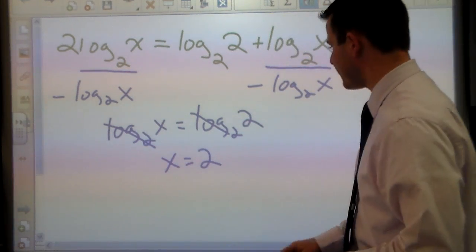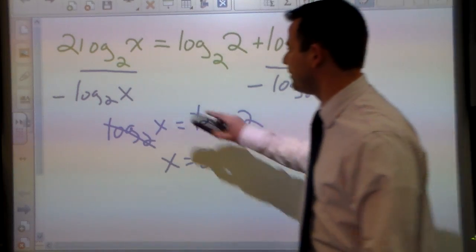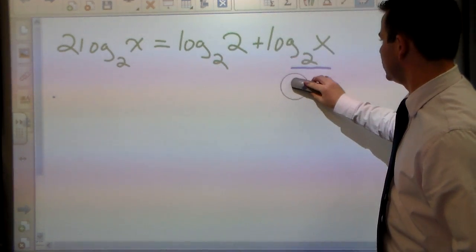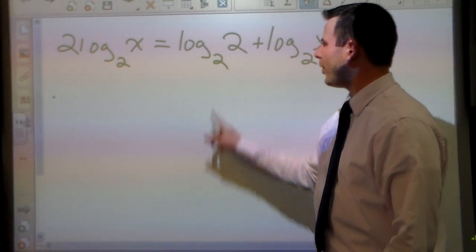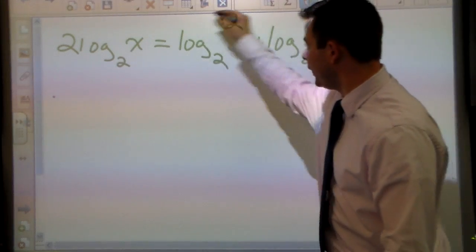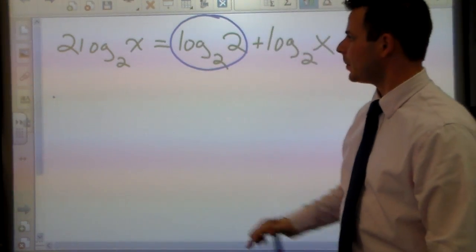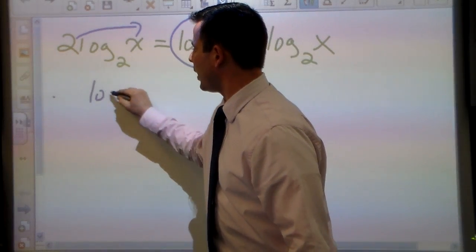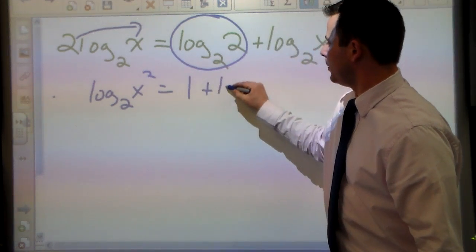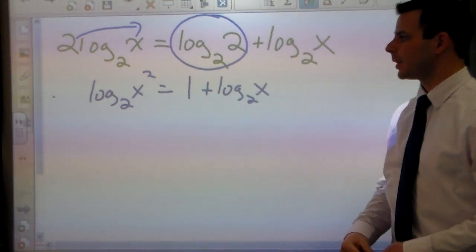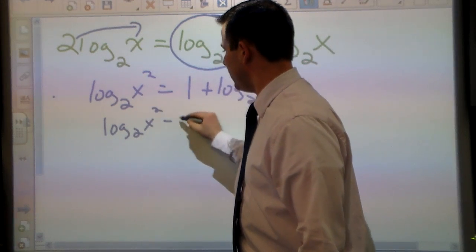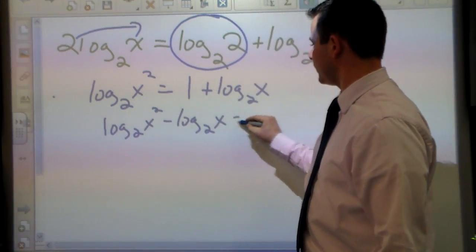Let's think about this one more way. This way is a little difficult, but hey, it's possible. Let's say that we had said, well, I know log base 2 of 2 is saying 2 to what power is 2? Well, 2 to the first power is 2, so this is 1. Let's bring the 2 up and say log base 2 of x squared equals 1 plus log base 2 of x. So let's get the log to the other side. Log base 2 of x squared minus log base 2 of x equals 1.